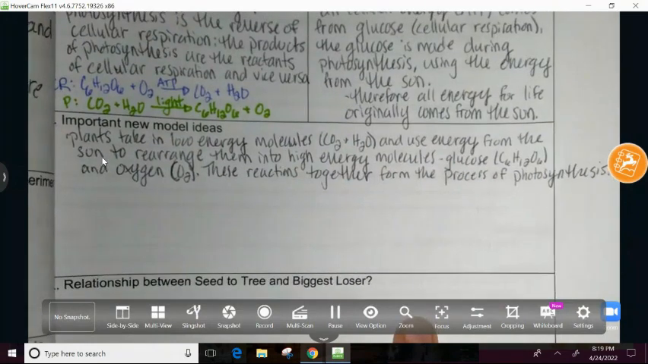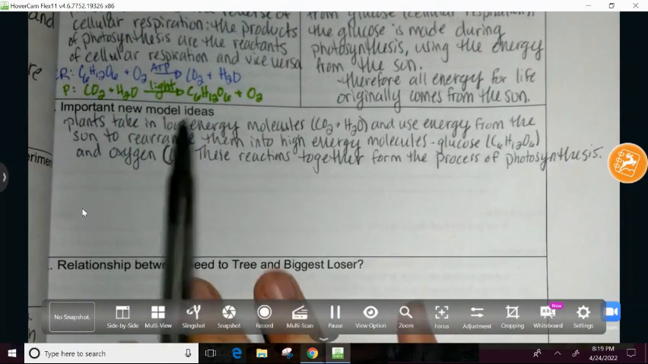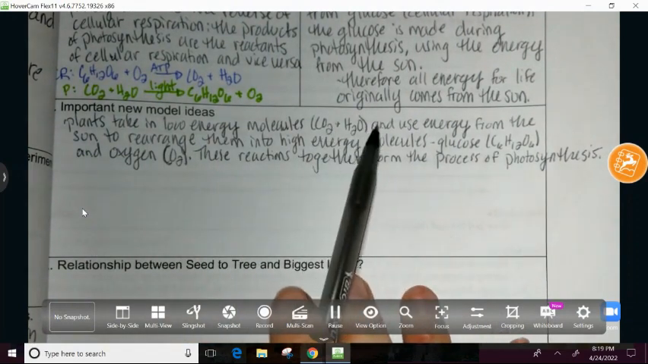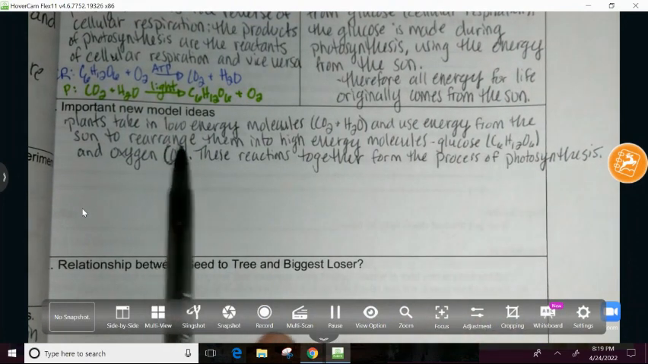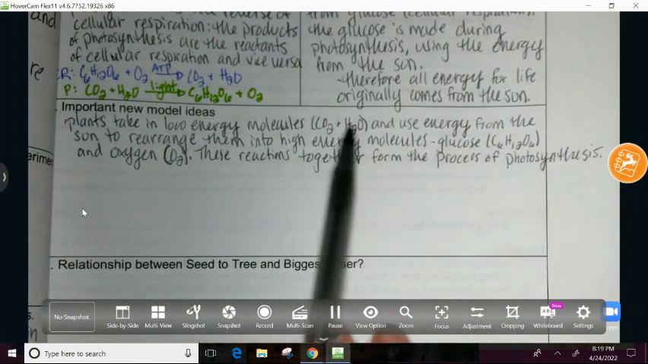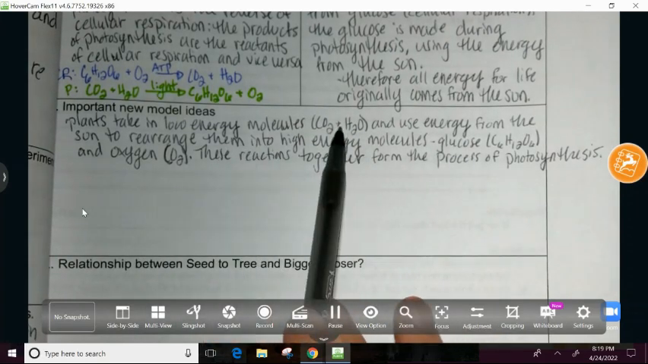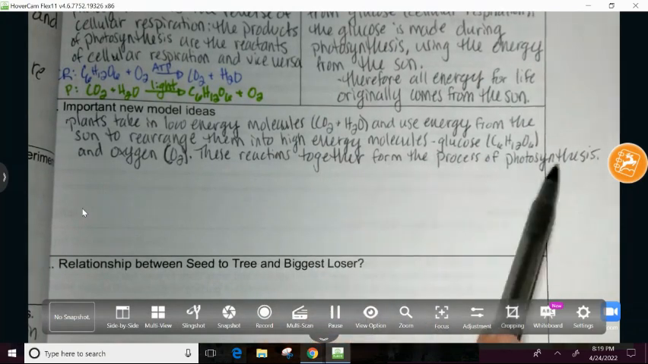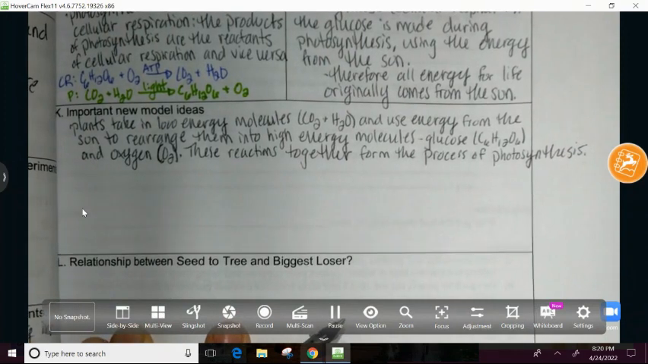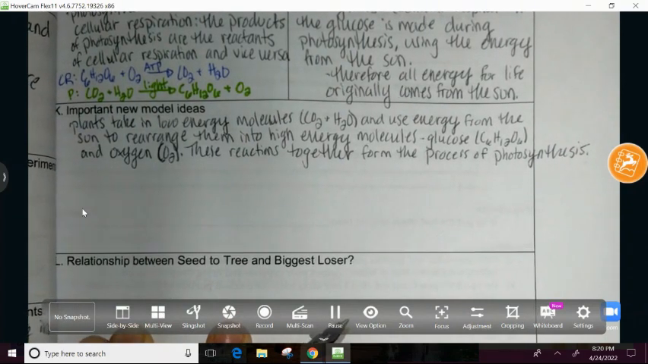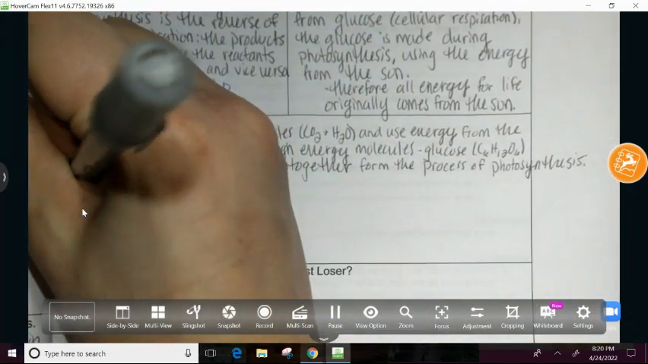All right, there you are. I'll read this. So like I said, the plants take in the low energy molecules, carbon dioxide and water, and they need to take in energy from the sun in order to rearrange or transform the carbon dioxide and water into glucose and oxygen. These reactions together, these molecules being transformed, form the process of photosynthesis. And what else have we learned? We talked about that 24-hour period.